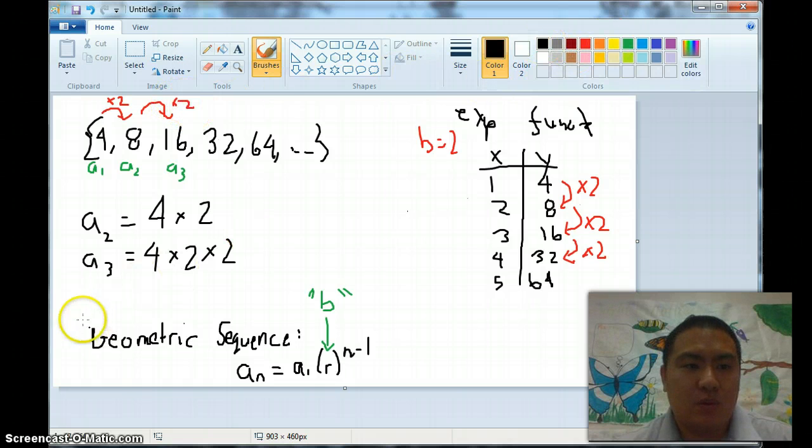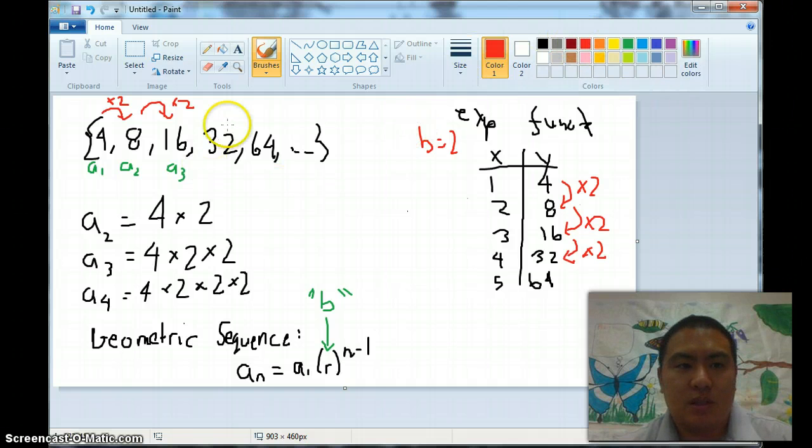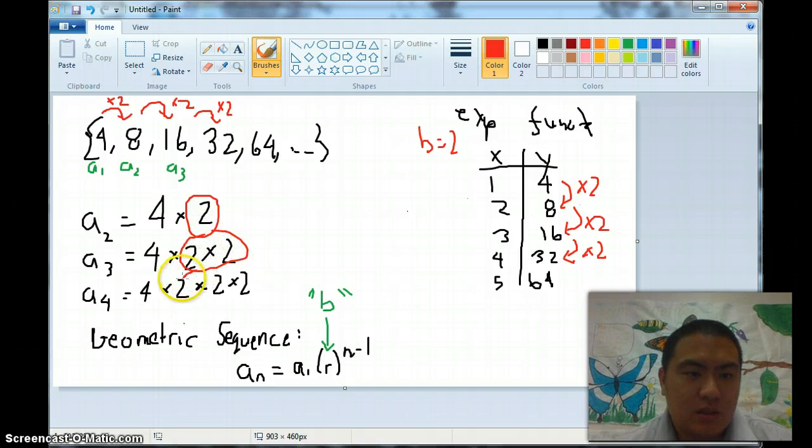And a sub 4 would be equal to 4 times 2 times 2, and then one more time it had to multiply by 2, because to get to 32 you would have to multiply by 2 again, right? 1, 2, 3 times. Alright, so now let's think about how this would look.